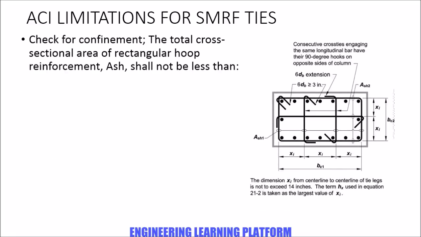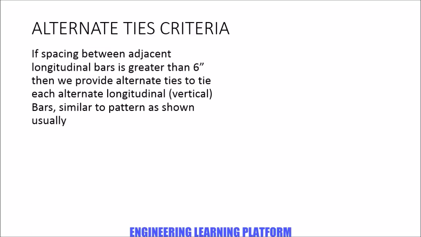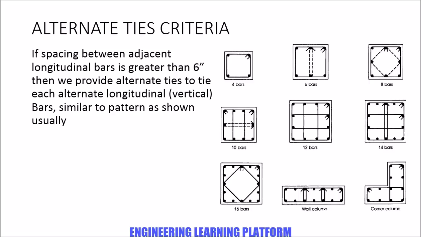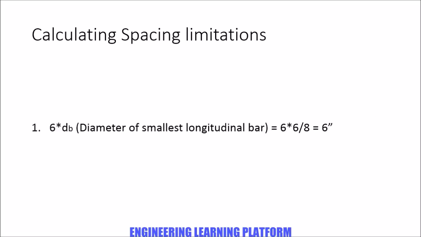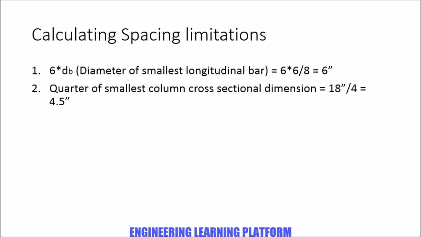ACI limitations for special moment resisting frame ties. We have to check for confinement: the total cross-sectional area of rectangular hoop Ash shall not be less than the confinement required by the column. The confinement is usually calculated, considering an important thing. Alternate ties criteria: if the spacing between adjacent longitudinal bars is greater than 6 inches, then we provide alternate ties. Calculating spacing limitations for our conditions is shown.